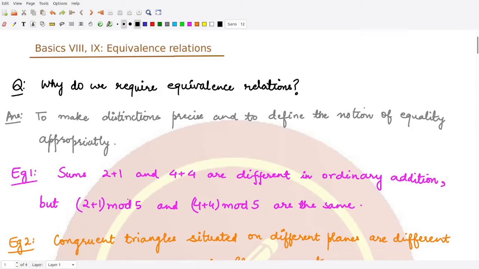Now what does that mean? That means that when you add up 2 plus 1, that gives you 3. So 3 modulo 5 is equivalent to 3, right? And when you calculate 4 plus 4 modulo 5, that is 8 modulo 5, and when you calculate 8 modulo 5, it again comes out to be 3, right? Why? Because you can write 8 as 5 times 1 plus 3, so 3 is the answer here. So using this, they are the same. So how can you say whether they are the same or not, or equivalent to each other or not? That is why equivalence relations are required.